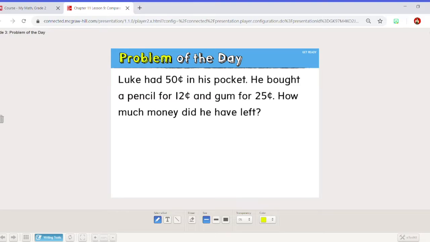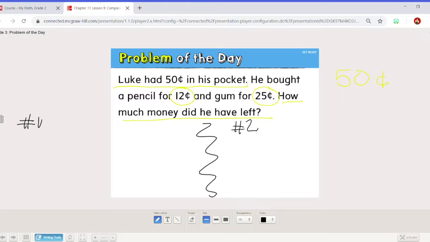So we know he has 50 cents in his pocket. That's how much he has. He's going to spend it on something. He bought a pencil for 12 cents and a gum for 25 cents. How much money did he have left? Okay, so we need to find out how much left. There are two ways to solve this problem. I'm going to show both ways so you can have both strategies under your belt. So here's way number 1 over here and way number 2 over here.